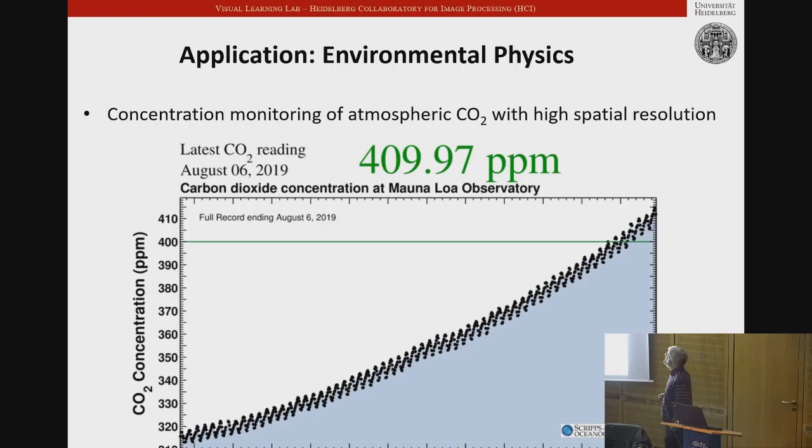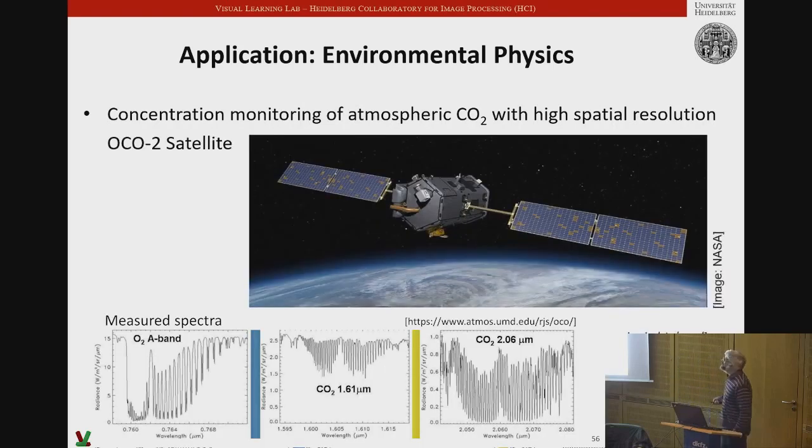Here's a real application in environmental physics. This is the rise of CO2 concentration in the atmosphere. This zigzag is the yearly periodicity, and this is the rise. This should be measured from a satellite. The satellite sees spectra in various bands. And given these spectra, we would like to recover the CO2 concentration.